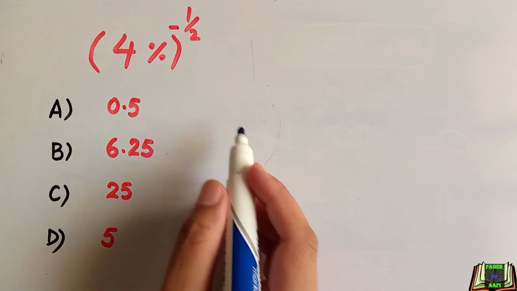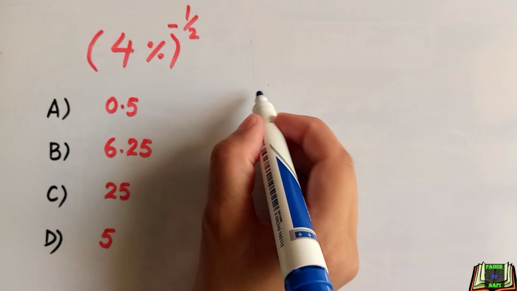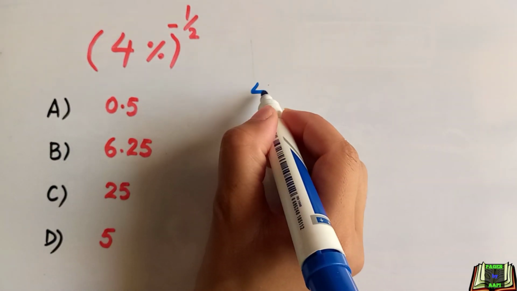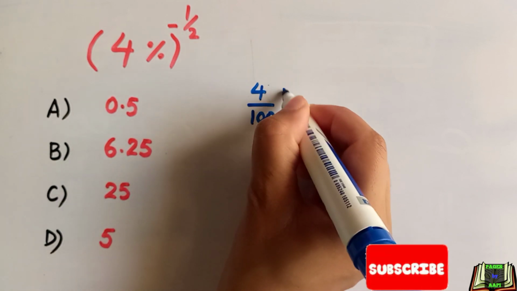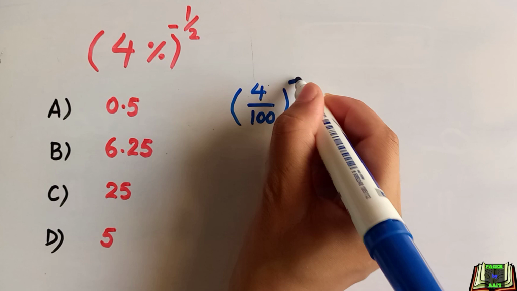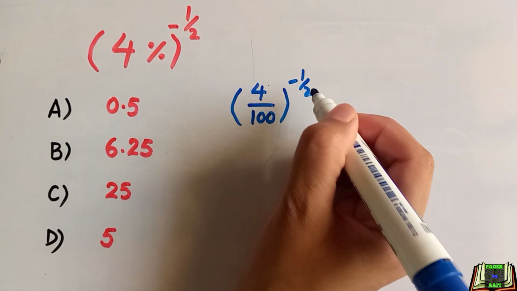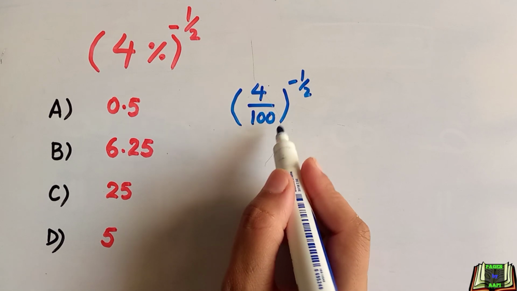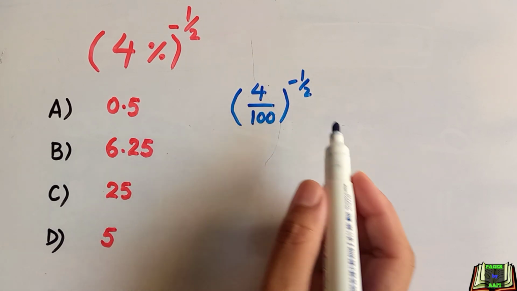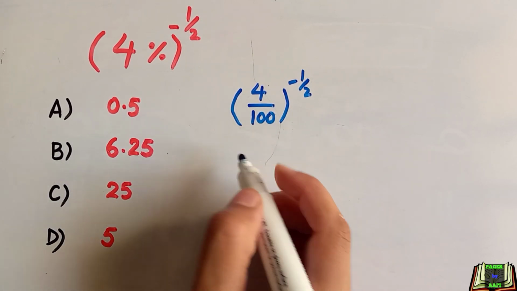First of all, we are going to change this percentage into decimal. For that, we divide that number by 100. So 4 over 100 raised to the power minus 1 over 2. To simplify it more, we have to make this power positive, this minus 1 over 2, because it is difficult to solve the negative power.